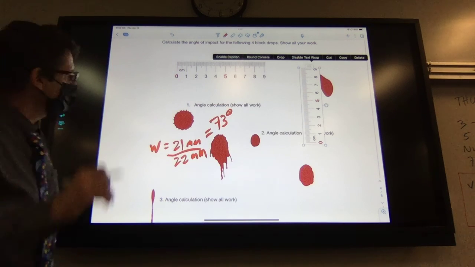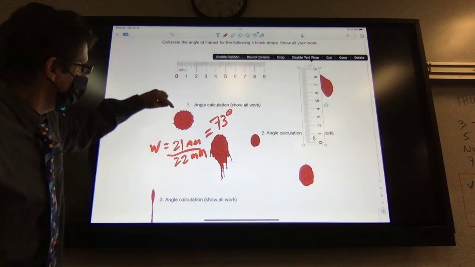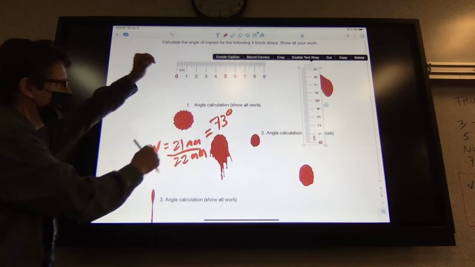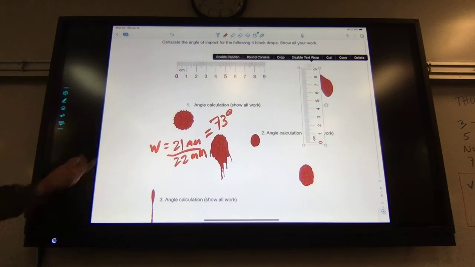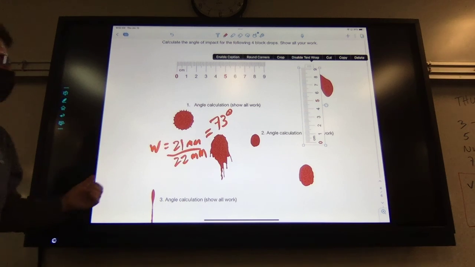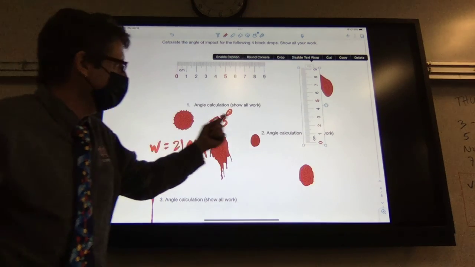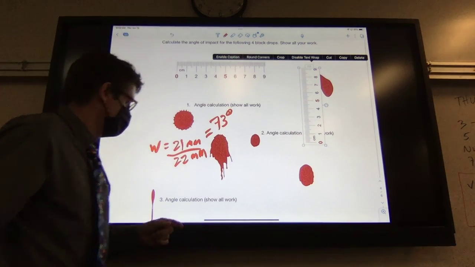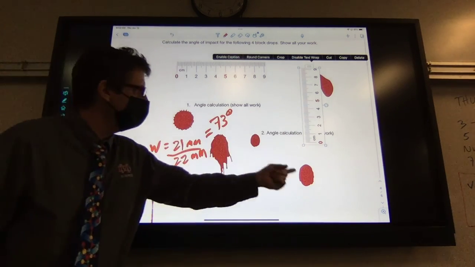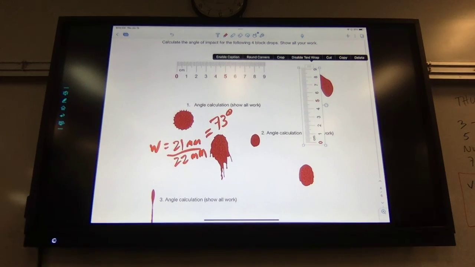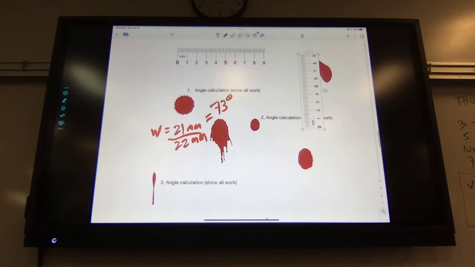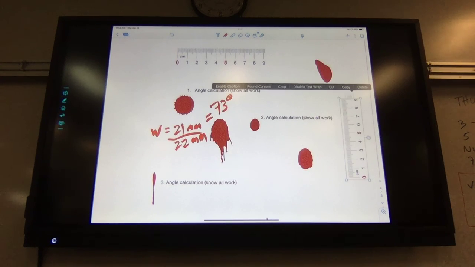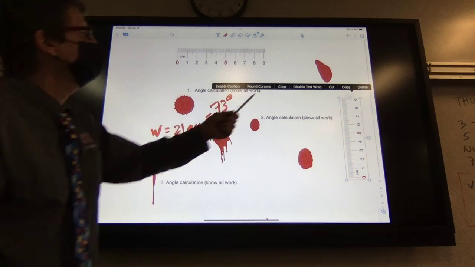Even though it looks pretty circular, I guess it does look a little bit longer right here. So that could be 78, 80 degrees, very close. Angle calculation. We're going to do one of these two. Hard to read that one.